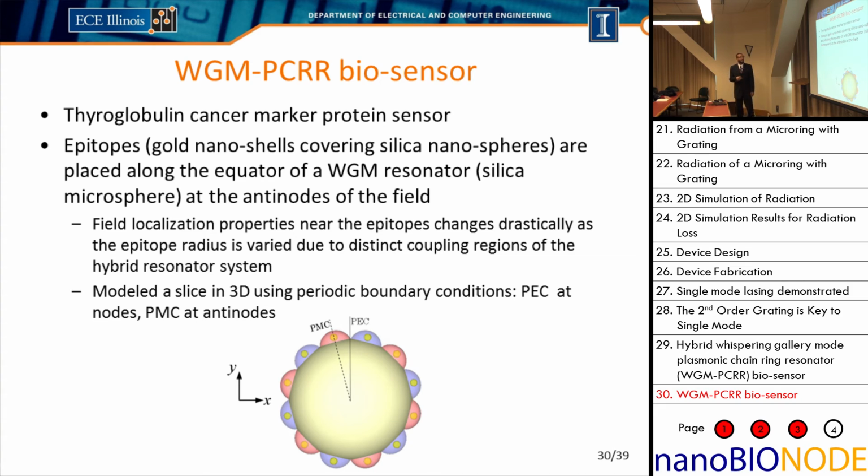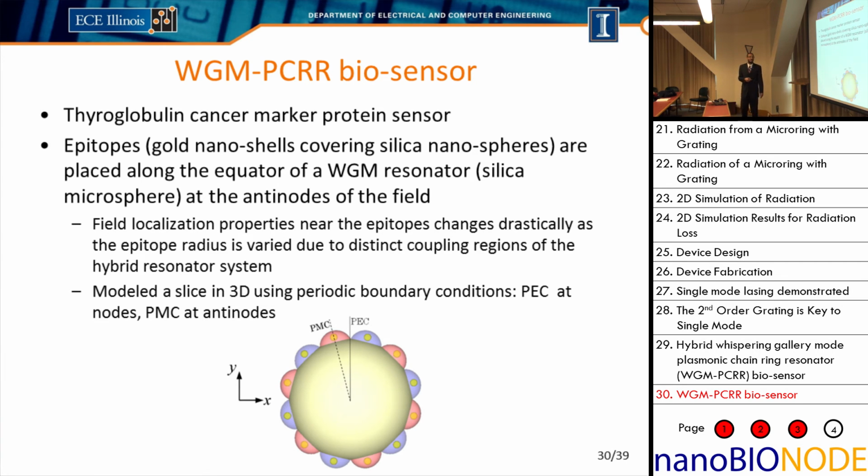So as I mentioned, we're looking at the TG cancer marker protein, and so we have these gold epitopes, which are basically gold nanoshells surrounding silicon nanospheres, and we place these around the equator of a whispering gallery mode resonator. Don't ask me how we're going to do this experimentally. This is a simulation work.